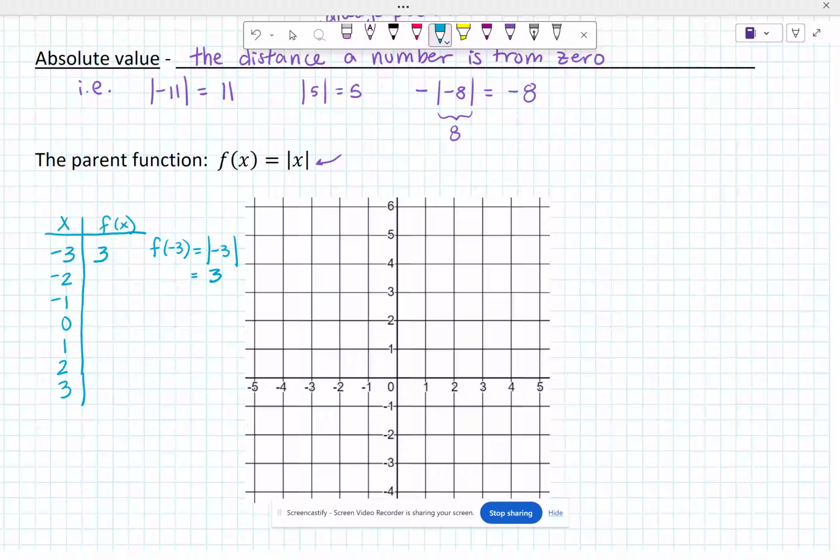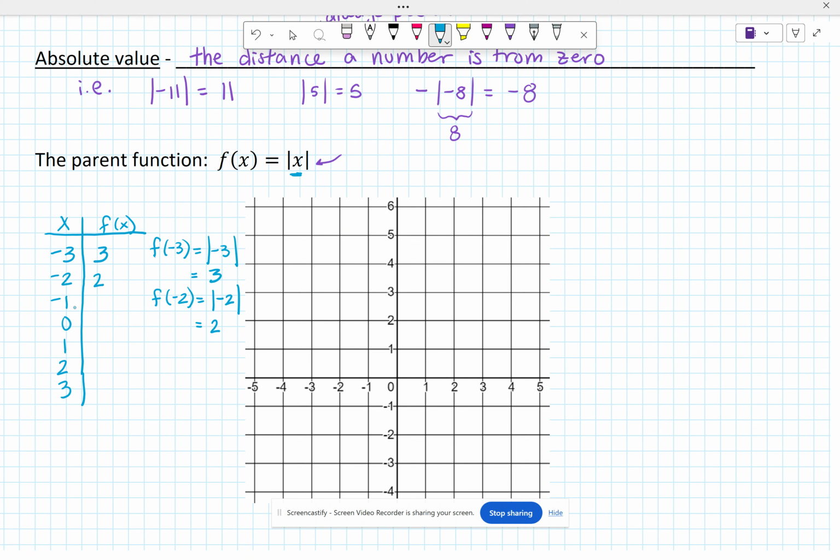Do the next one. What is the function evaluated at negative 2? Well, when I replace x with negative 2, I just get the absolute value of negative 2. How far is negative 2 away from 0? It's just 2. So all I'm really doing is taking the absolute value of my x value. I'm going to skip showing my work there and work from my head.